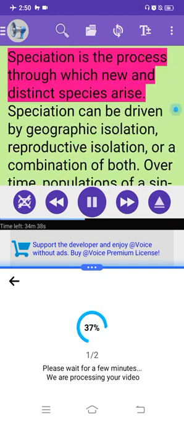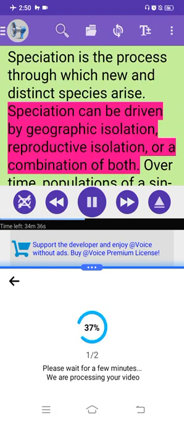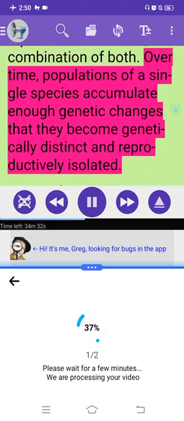B. Speciation. Speciation is the process through which new and distinct species arise. Speciation can be driven by geographic isolation, reproductive isolation, or a combination of both. Over time, populations of a single species accumulate enough genetic changes that they become genetically distinct and reproductively isolated.